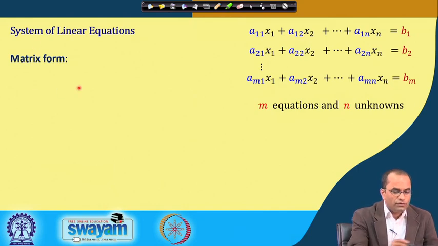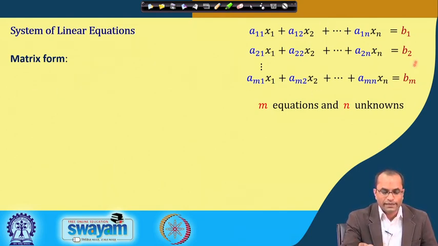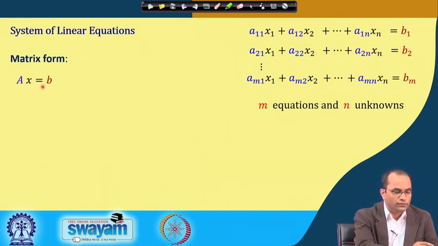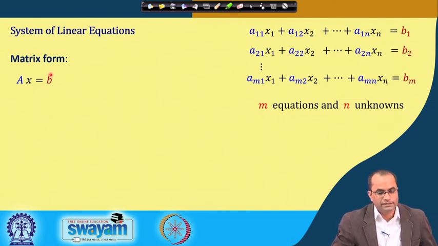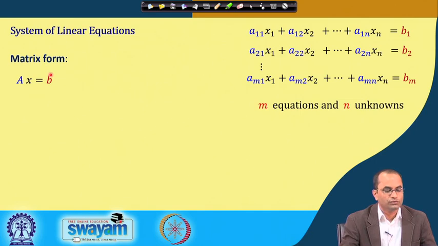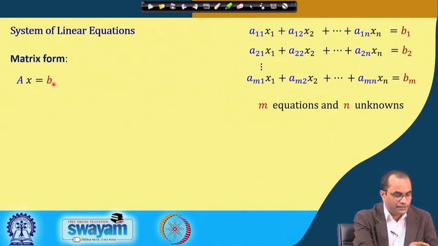In the matrix form we can write these equations as follows: Ax is equal to b. A will be the coefficient matrix, x will be the vector of unknowns, that means x1, x2, x3, xn, and then we have b, the right hand side vector, whose components are b1, b2, b3 and bm.